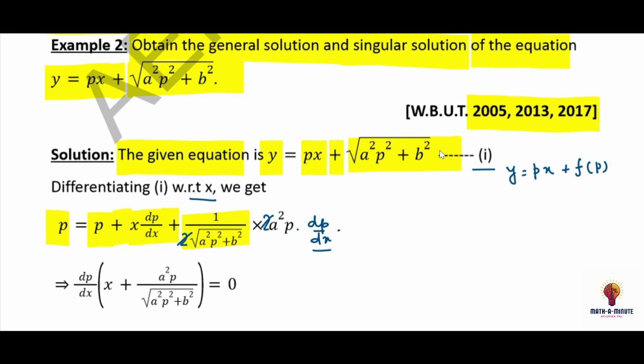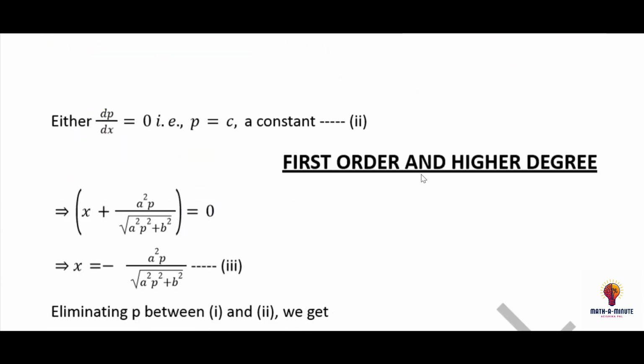So if we take dp/dx common from these two terms, because this p will be cancelled out, we can write this equation in the form of dp/dx times the bracket x plus a²p divided by the square root of a²p² plus b² equals 0. So now from this, either this value is 0 or this value will be 0. Now if I write dp/dx equals 0, it implies that p equals c.